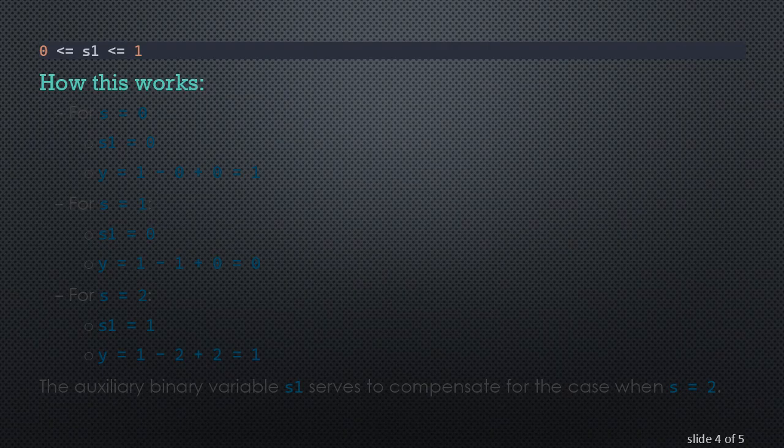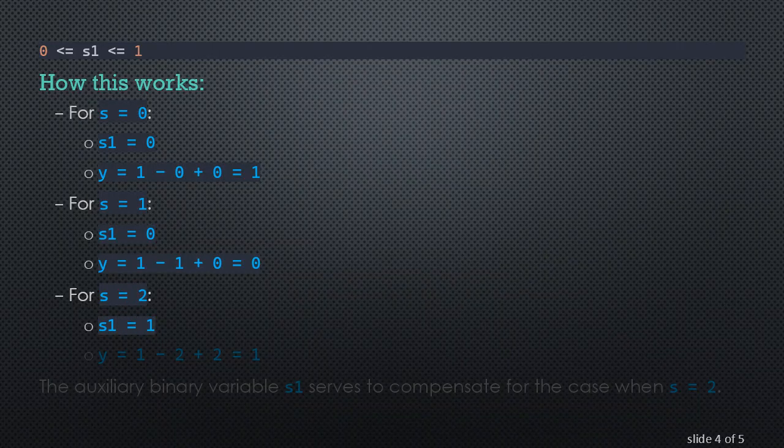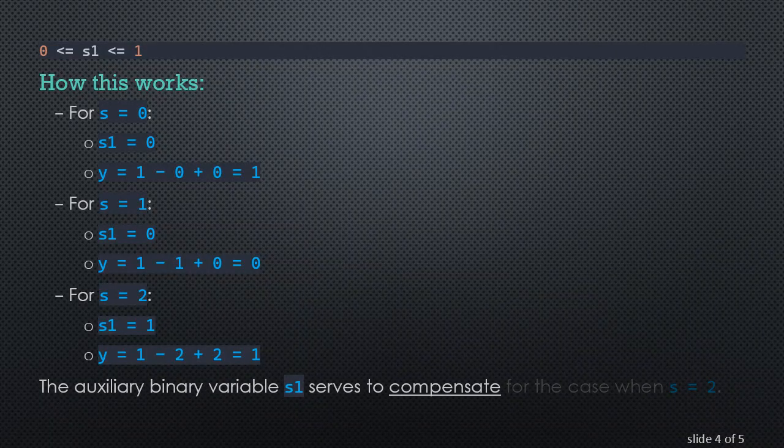How this works. For s equals 0, s1 equals 0, y equals 1 minus 0 plus 0 equals 1. For s equals 1, s1 equals 0, y equals 1 minus 1 plus 0 equals 0. For s equals 2, s1 equals 1, y equals 1 minus 2 plus 2 equals 1. The auxiliary binary variable s1 serves to compensate for the case when s equals 2.